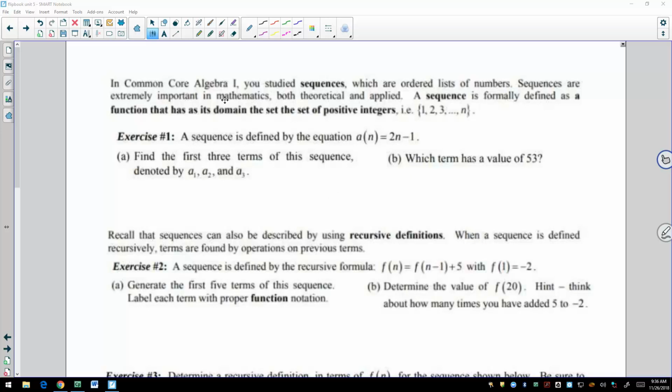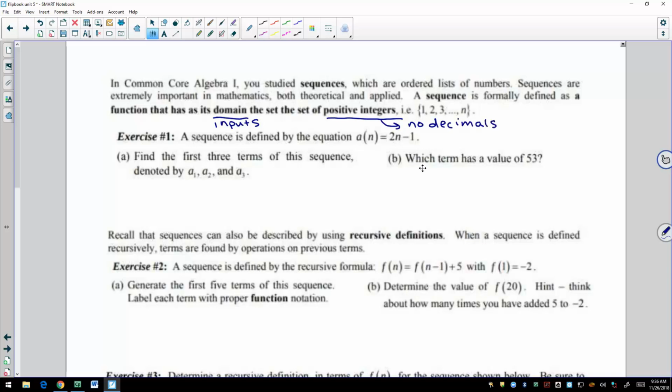So if you recall back from Algebra 1, you learned what a sequence was. It is formally defined as a function that has as its domain, so remember domain are your x's or your inputs, it can only be the set of positive integers. Now that's important, it can only be an integer. There will be no decimals. So you can't have an input of like 3.5.